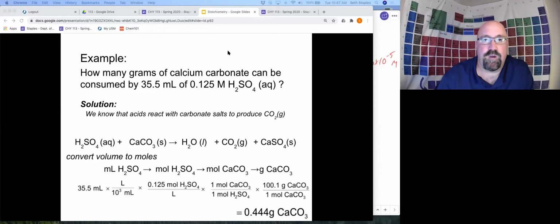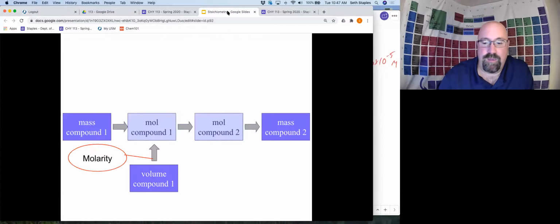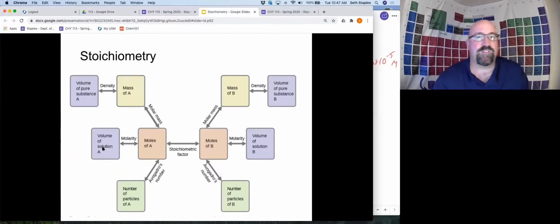Let's come back to our big pathway. All that we've done in this question is we started with a volume of a particular reactant, used our molarity to convert that over to moles, then used our stoichiometric ratio to convert that to moles of what we were looking for. So we had the volume of sulfuric acid to moles of sulfuric acid to moles of calcium carbonate, and then our molar mass of calcium carbonate to mass of calcium carbonate. So we just took this path right here. That's all we did. Still stoichiometry.